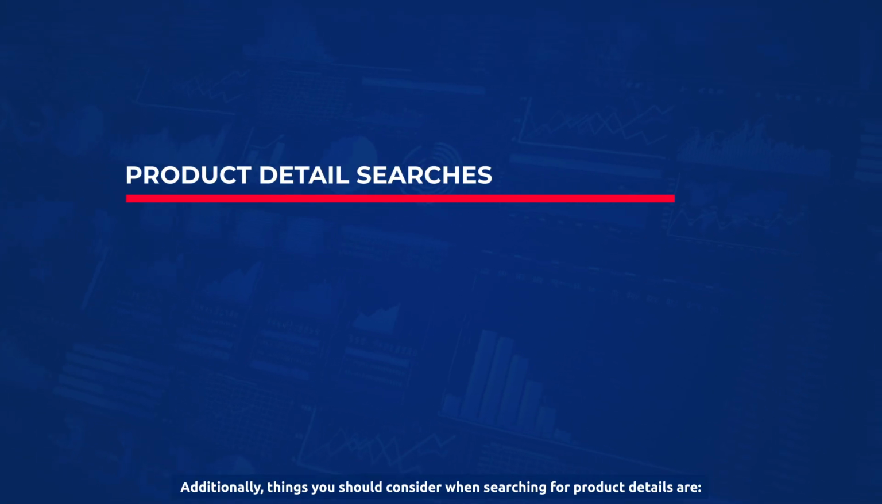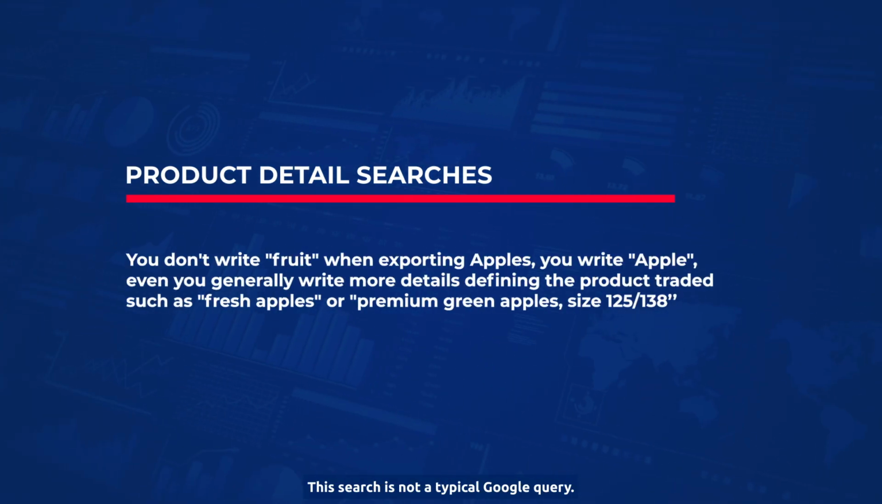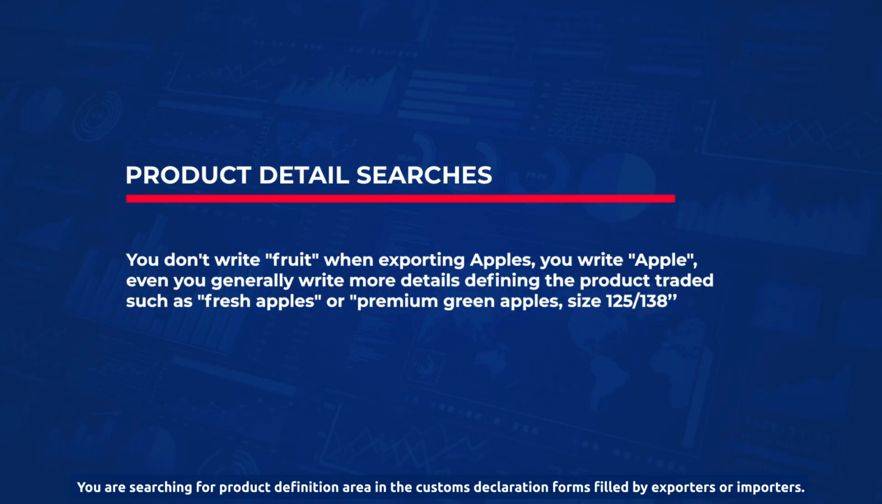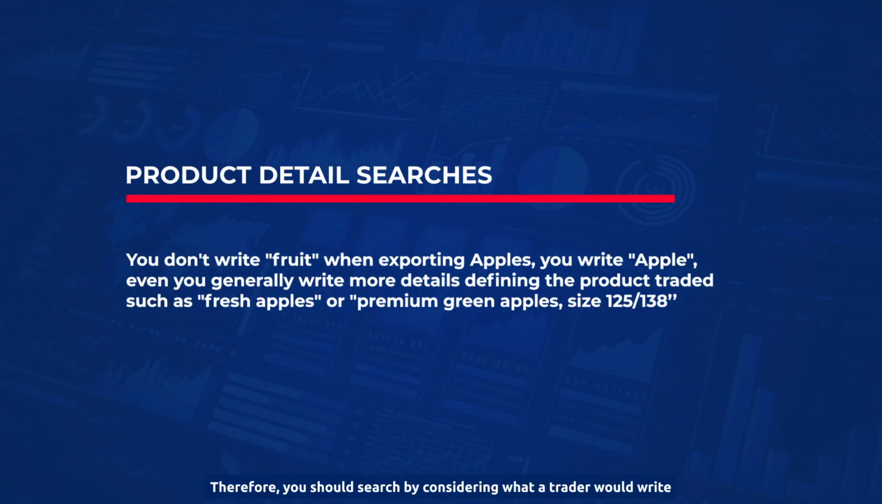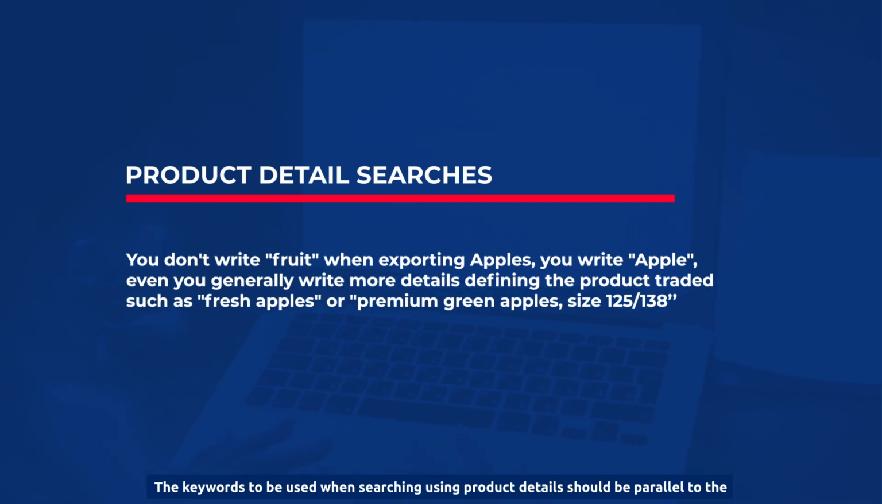Additionally, things you should consider when searching for product details are: this search is not a typical Google query. You are searching for a product definition area in the customs declaration forms filled by exporters or importers. Therefore, you should search by considering what a trader would write and what the descriptions are on official forms when exporting or importing. The keywords to be used when searching using product details should be parallel to the explanations written by the companies in their customs declarations, rather than sectoral definitions.